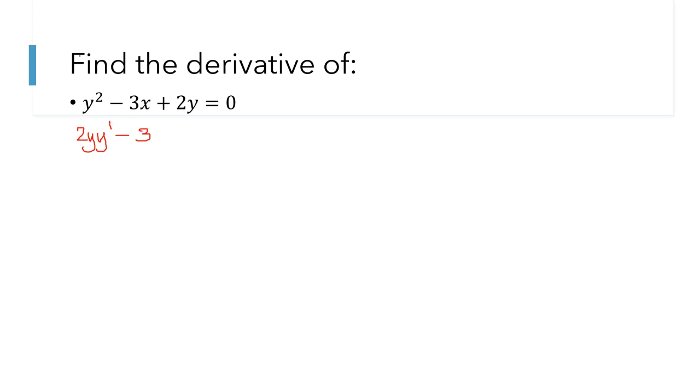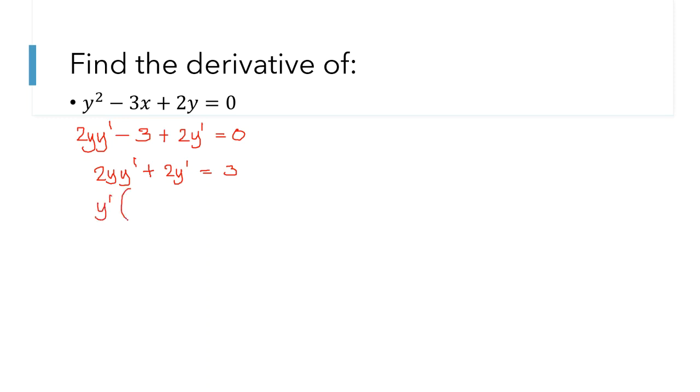And then the derivative of 2y: copy the constant, derive the y. And as we know, the derivative of y is 1. And again, we have to multiply each derivative by y prime. So we have 2y prime is equivalent to 0. Now we have to isolate y prime. So what we have left here is 2y y prime plus 2y prime is equivalent to positive 3, because we are moving this to the other side of the equation.